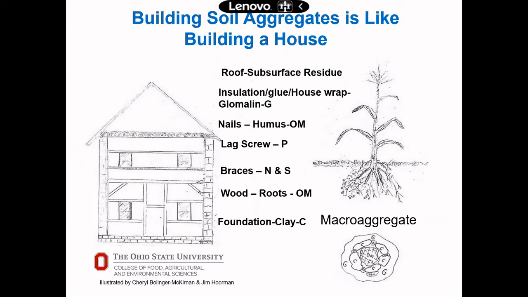The nails are kind of your humus, which kind of tie everything together, that has a lot of positive and negative charges, and it breaks down very slowly. And then that glomalin, it's kind of like the insulation, the glue, the house wrap. It goes all the way around that house and keeps it nice and tight. It keeps a lot of things inside. That's that water insoluble structure. And then we have our roof, which is really just the surface residue on the soil.